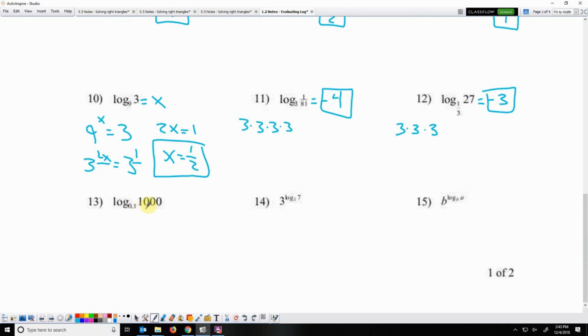Point 1 to what power makes 1,000? Okay, so that point 1 is the same as 1/10. So log base 1/10 of 1,000. 1/10 to what power makes 1,000? So let's just pretend it's a 10 here instead of a 1/10. 10 times 10 is 100, times 10 is 1,000. So 10 to the 3rd power is 1,000, which means 1/10 to the negative 3rd power is 1,000.